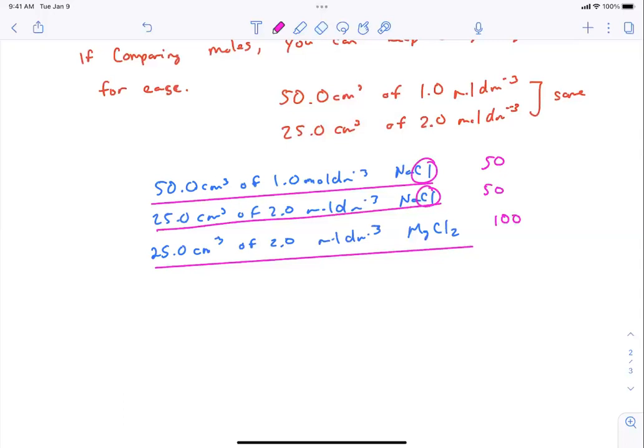Now, if I ask you how many actual moles there were, yes, you need to convert to decimeters cubed. But if you're doing all of them in centimeters cubed, they're still relative to each other equivalent. Does that make sense?